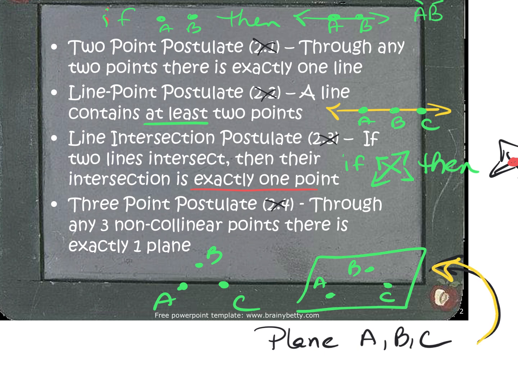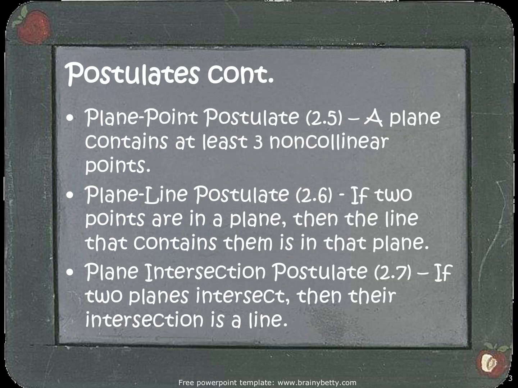And remember, a postulate is determined from a definition or from a rule. We have 3 more postulates on the next slide. So our next 3 postulates are on this slide. The next one is called the plane point postulate. And what this one states is that a plane contains at least 3 non-collinear points. It can be more than 3. But remember, you need to find at least 3 that are not on the same line to name a plane.